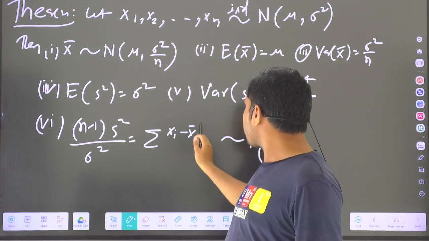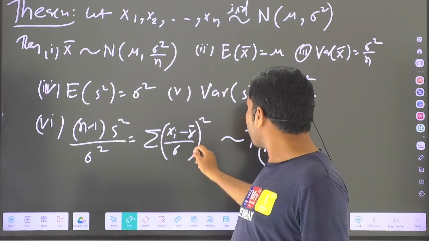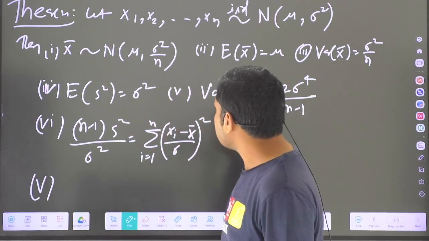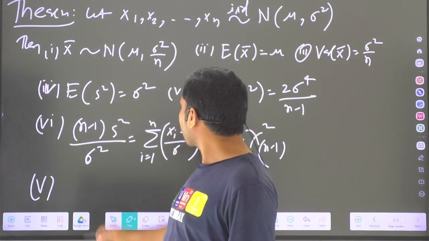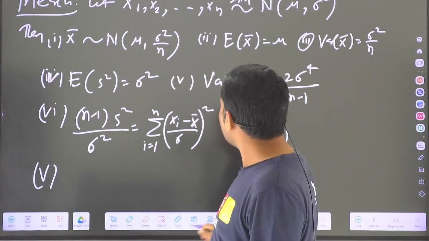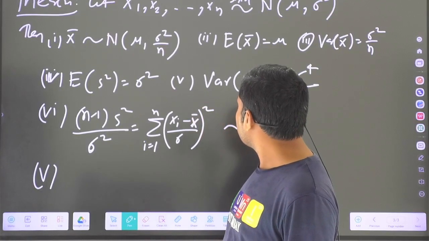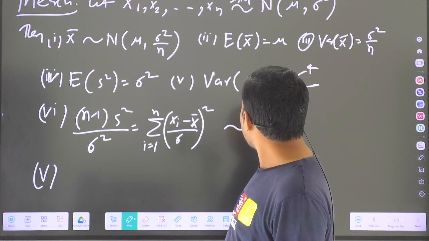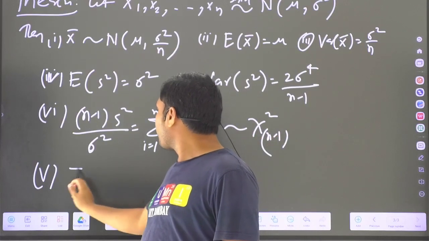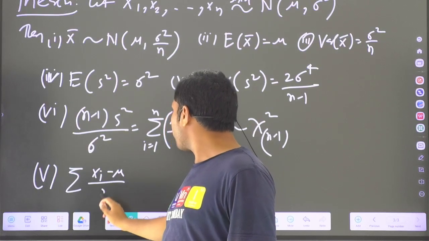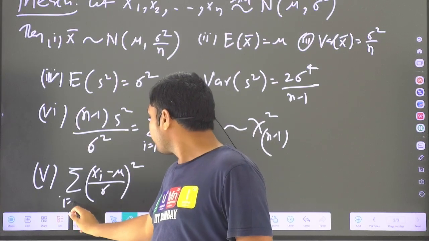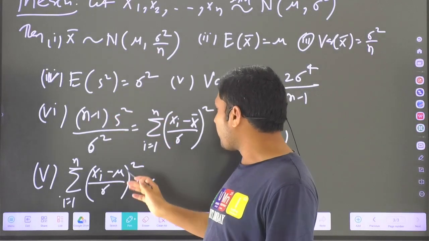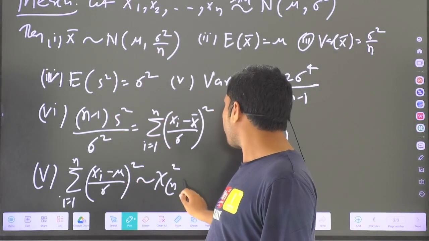Okay, so further you can write summation xi minus x bar upon sigma whole square, i from 1 to n. And the fifth one: if you write the distribution of xi minus mu upon sigma whole square, these are some theorems, or this can be proved using transformation or basic manipulation. So this will be chi-square with n degree of freedom.